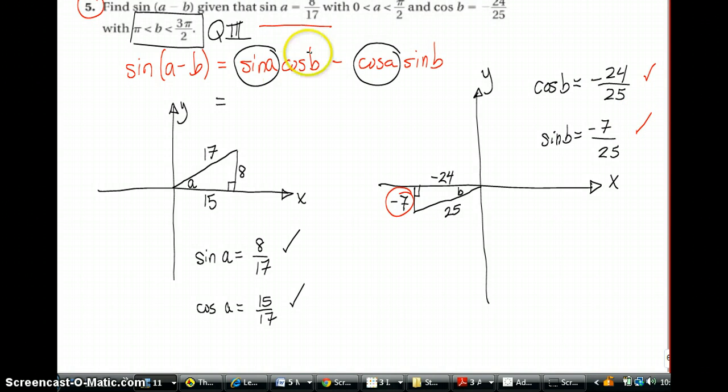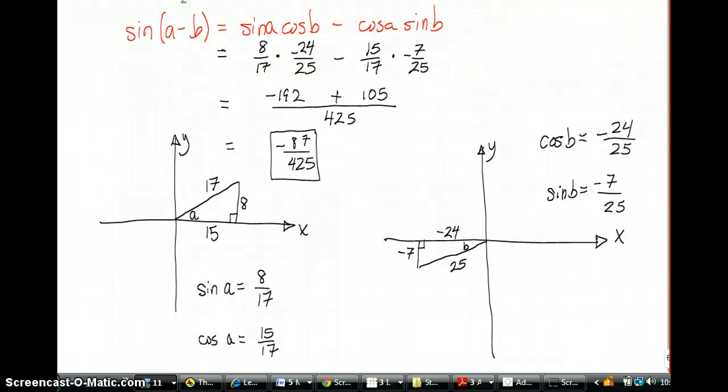So now looking at our formula, earlier we agreed we had the sine of a and the cosine of a. Now we have the cosine of b and the sine of b. So we will simply substitute those values into the formula and simplify. Let's do that now. You may pause the video, substitute, simplify, and let's see what answer we both get. Here in this line, you can see the substitution of those values we found. And proceeding to the next line, we have simplified it. Your final answer then, negative 87 over 425.